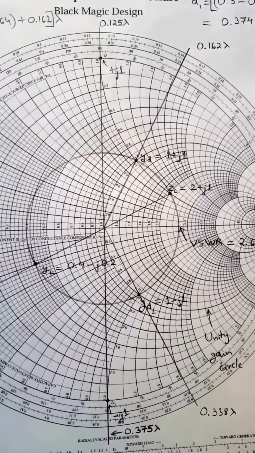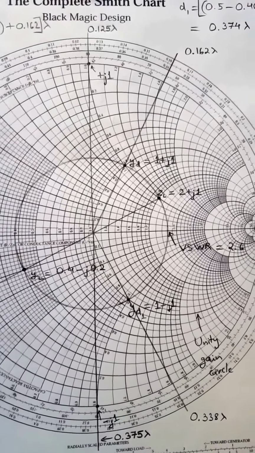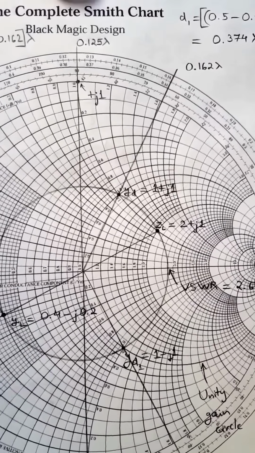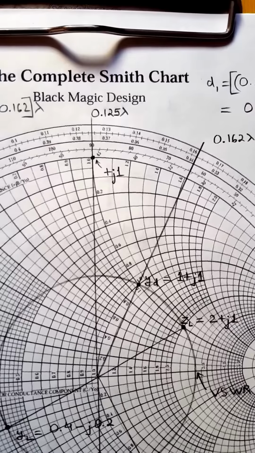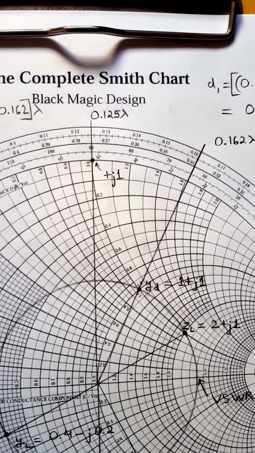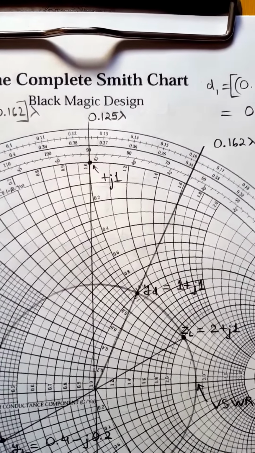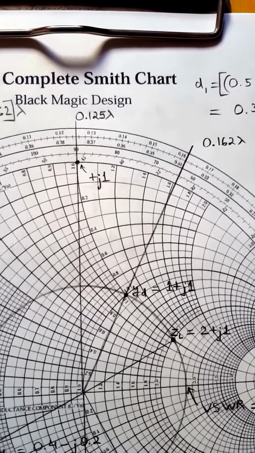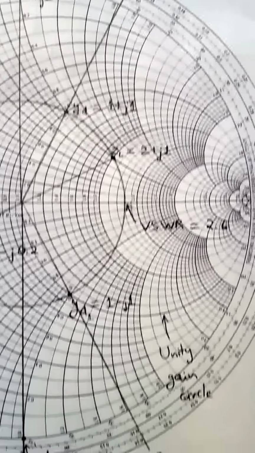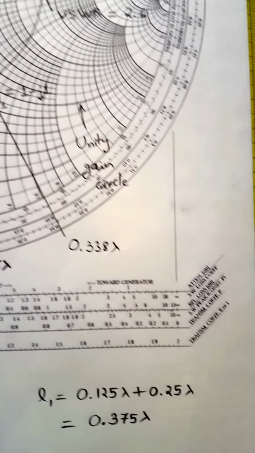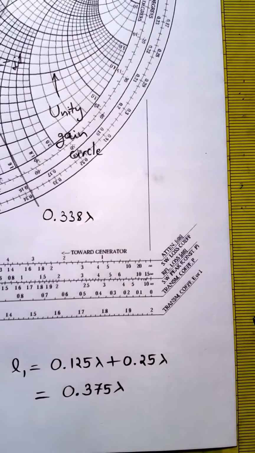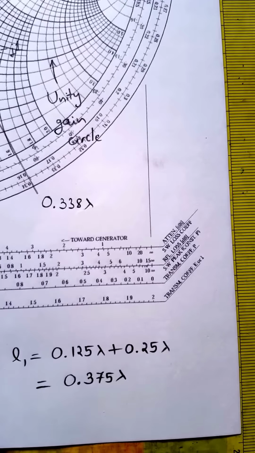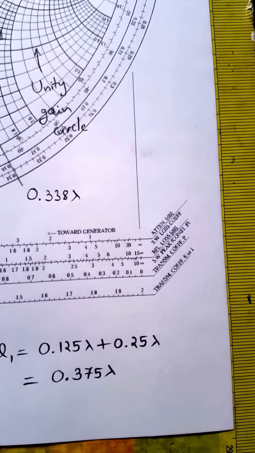For calculating the value of L for YD1, we first obtain the imaginary part of YD1, which is minus j1. Then we take its conjugate, which is plus j1, and we plot it on the Smith chart. We also obtain its value in terms of lambda, which comes out to be 0.125 lambda. Now since 0.125 lambda is less than 0.25 lambda, we add 0.25 lambda to 0.125 lambda to obtain the value of L for YD1, which comes out to be 0.375 lambda.